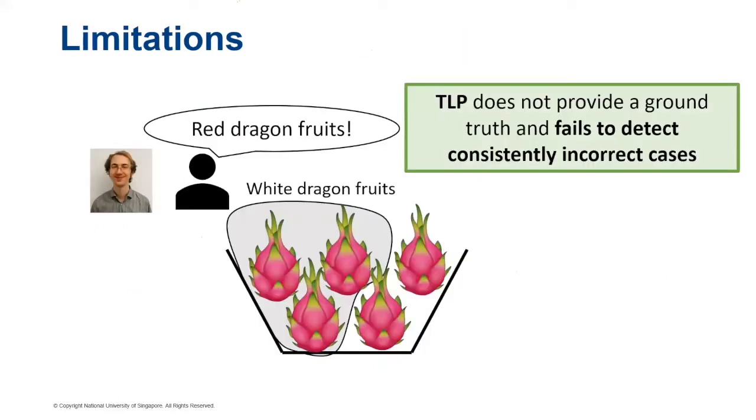Now, I guess while I explained the technique, you were already thinking, what if you consistently say it's a red dragon fruit, but actually it's a white one, or the other way around? Then TLP fails to detect such cases, right? But we're still fine with that because testing in general doesn't allow you to find all the bugs. You need to resort to formal verification also if you actually want to have some guarantees. And we're already happy if we find some of the bugs in the database system.